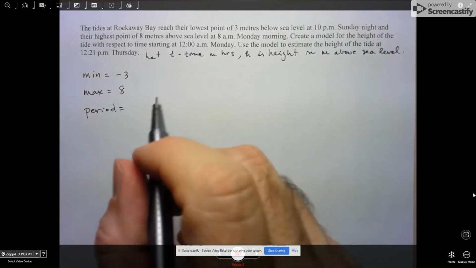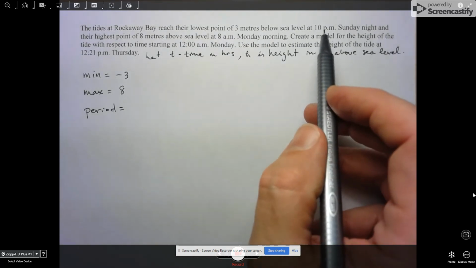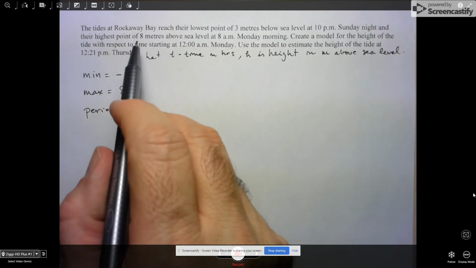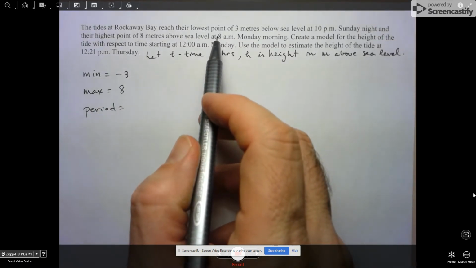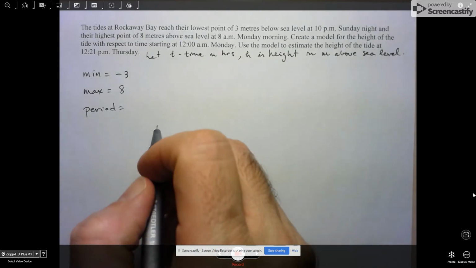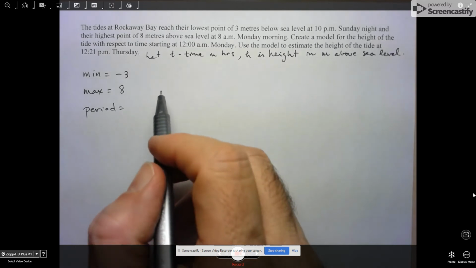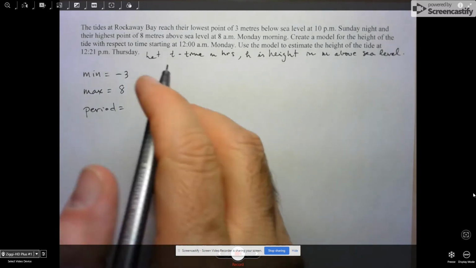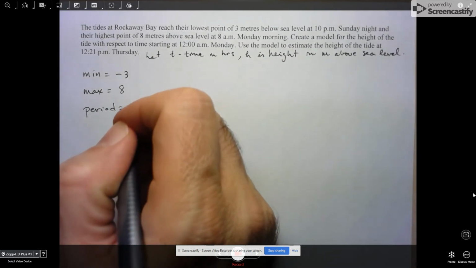Okay, so here the period, well, let's see. It's at its lowest point, so it's minimum at 10 p.m. and highest point or maximum at 8 a.m. the next morning. So that would represent half the period. Since you're going from the lowest point to the highest point, the full period would represent from lowest to highest back down to lowest. So that means that our period is actually 20 hours.